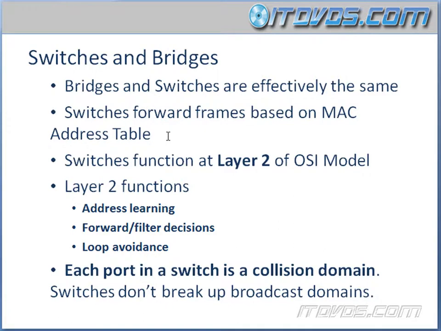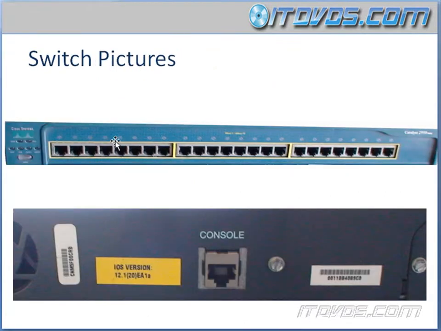So it keeps a table of MAC addresses, and that's how it knows where to forward a frame, which remember is information, out a certain port, so that it's not just forwarding that information out all of the ports. Let's take a look at a switch real quick.